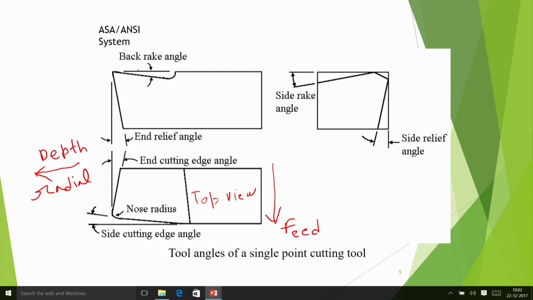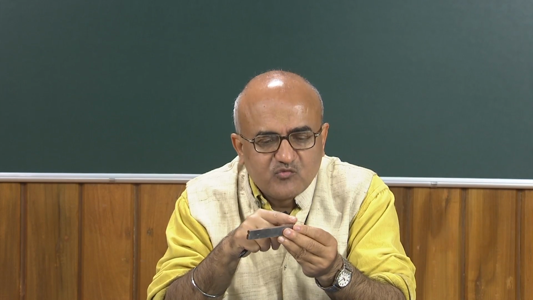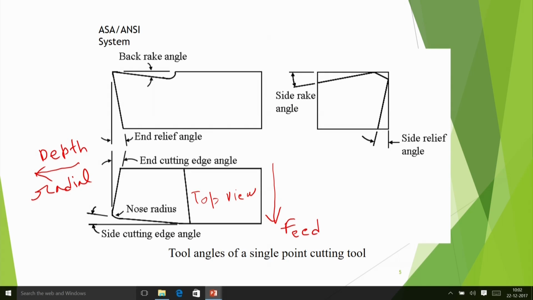Then in the front view, if I put it like this, you see that this face is moving downwards, that means it is slanted. So then you have the back rake angle. This is the back rake. It is also called the top rake; instead of back we can call it top.